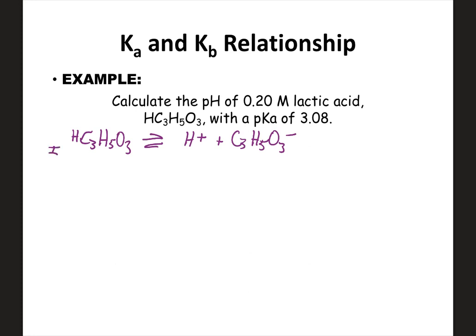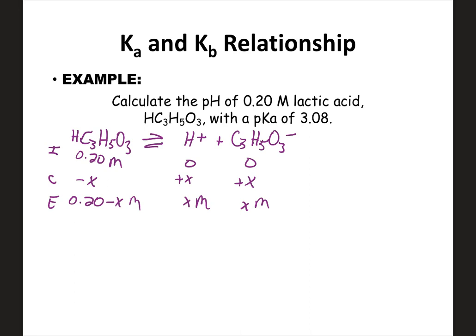So when we set up our ICE table, initially here we know the concentration of the lactic acid is 0.20 molar. There's going to be none of the products here, so we know that we're going to form the products. So we're going to have negative x for the change for the reactants, positive x for the change here of both of the products. When we fill in our equilibrium values, you have 0.20 minus x molar and x molar for both of the products here. All right, now we need to write our Ka expression and plug in.